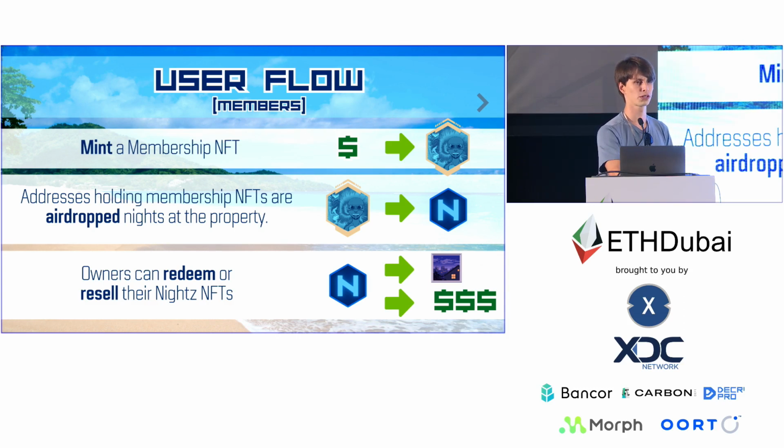So the user flow looks like this: we have two different kinds of users. First, we have the users which we call the members. These people are participating in what we call the IPO, or the initial property offering, where people can buy nights in bulk. So a user can buy a membership NFT. This membership NFT brings a certain amount of nights, for example 15 nights per membership NFT, and then those owners can either redeem those nights or they can resell those nights.